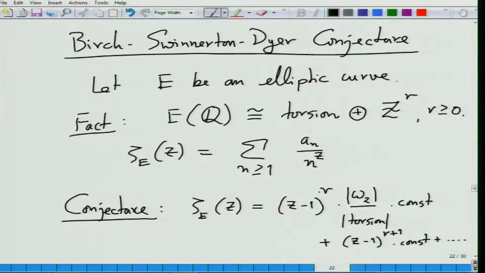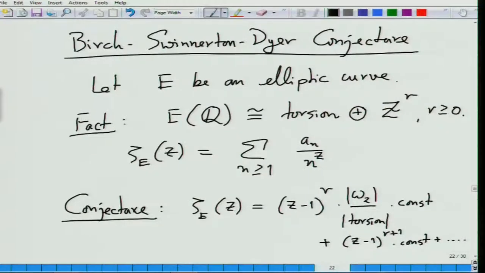Now this conjecture again is of fairly recent origin. I think it was formulated in the 1970s, not a very old conjecture. But the interesting thing is that at the time this conjecture was defined, nothing was known about elliptic curves.